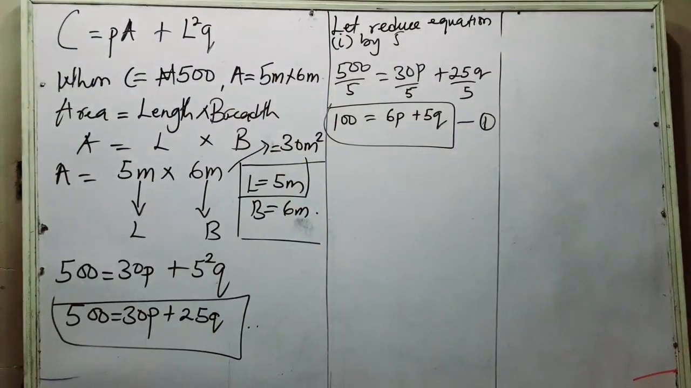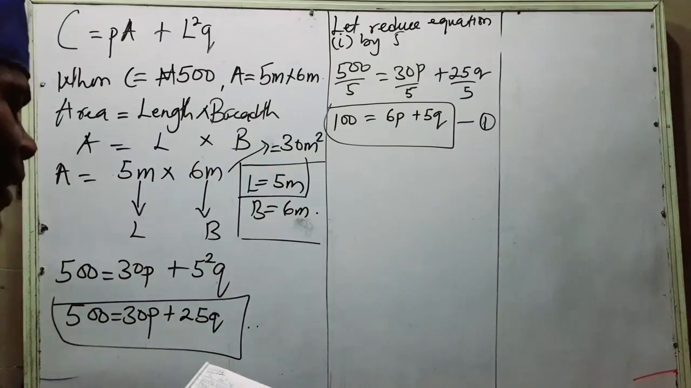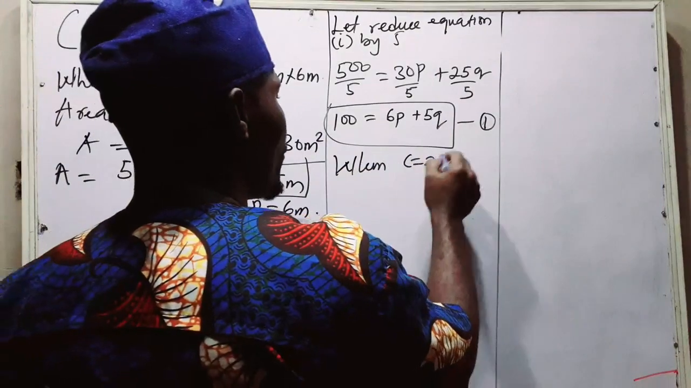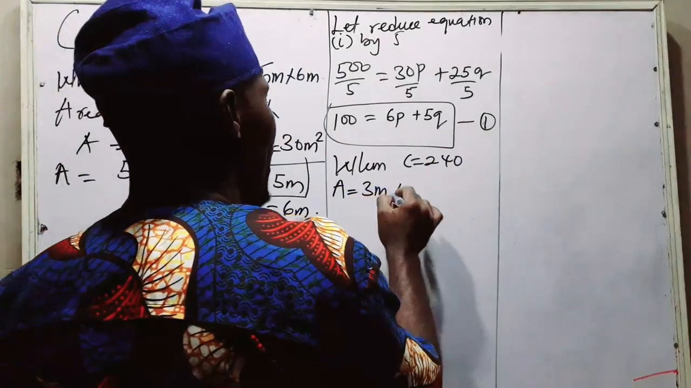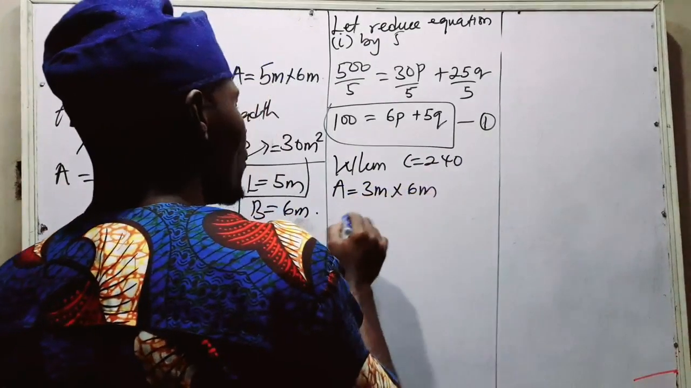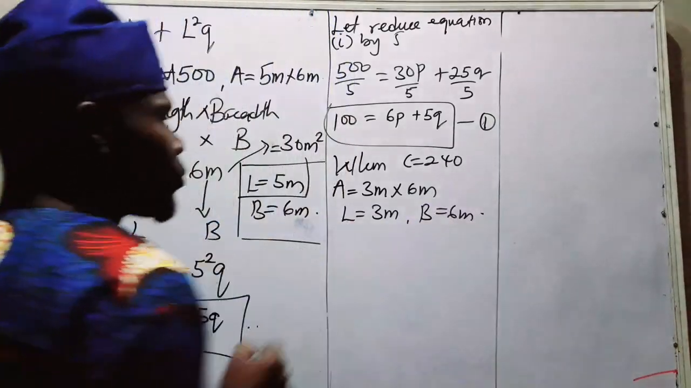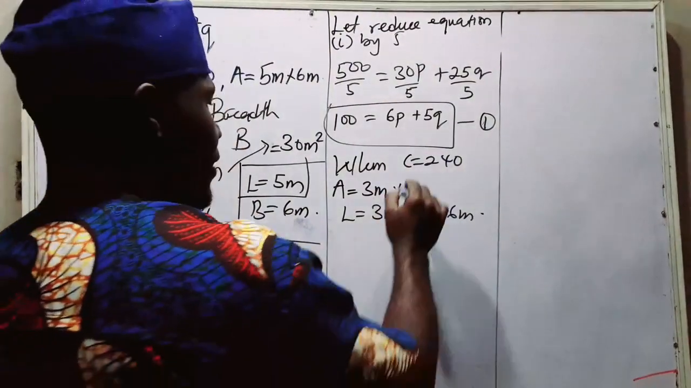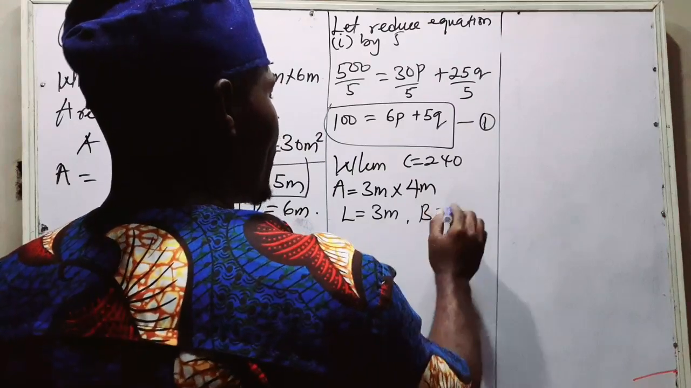Now the second statement is telling us that the carpeting costs 240, so C is equal to 240 and the area is 3 meter by 4 meter. So from here we know that our L is 3 meter and our breadth is 4 meter.